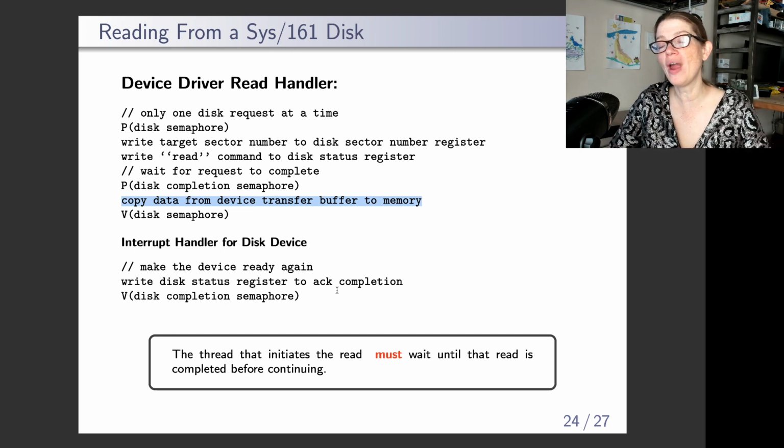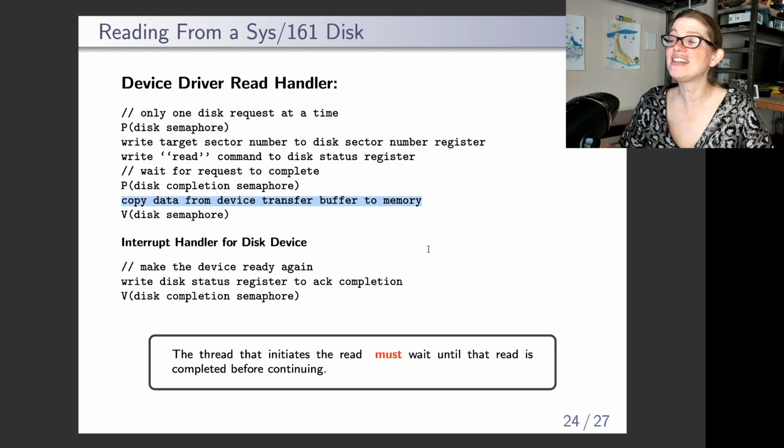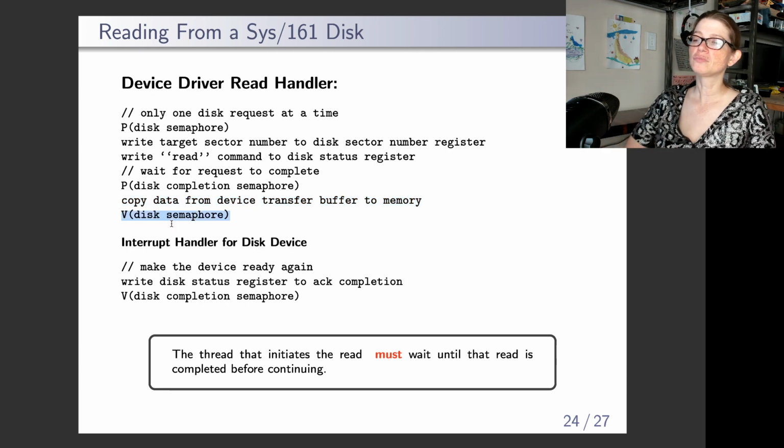So after we wake up the thread that called the operation, we will get it to get the data that was read out of the transfer buffer and copy it into its address space. And then we are finally done with the disk, and so we can V the disk semaphore.